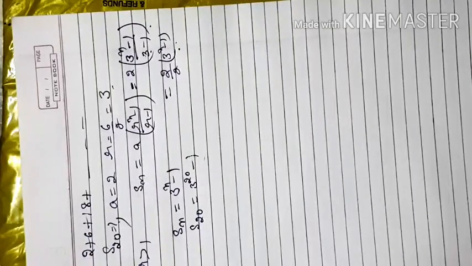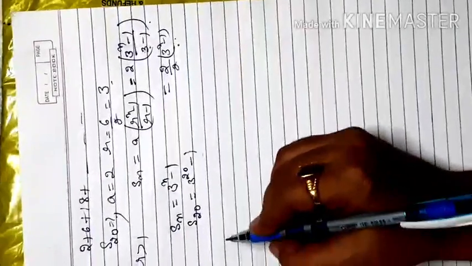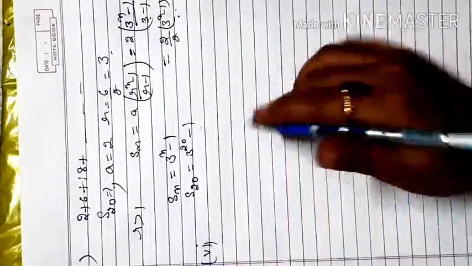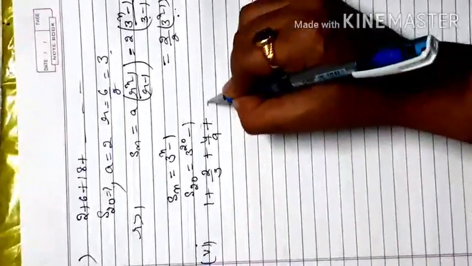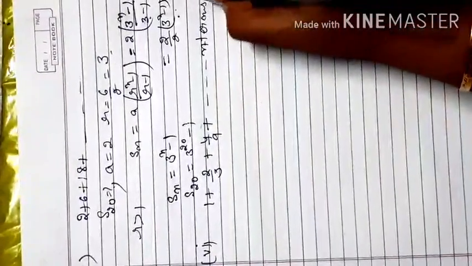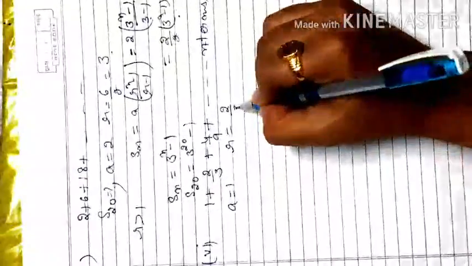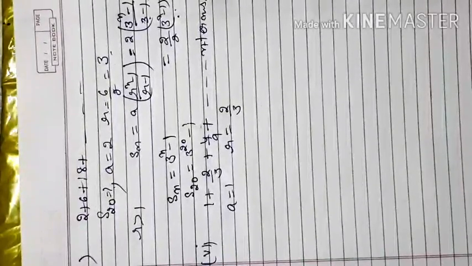So one more condition, if your R value is less than 1. So what will you do? Take the sixth part of this first question. In the sixth part of question number 1, you have the series 1 plus 2 by 3 plus 4 by 9 plus so on, up to n terms. Here if you check, your A value is 1, and for the ratio, 2 by 3 divided by 1 gives 2 by 3, and 4 by 9 divided by 2 by 3 gives 2 by 3.